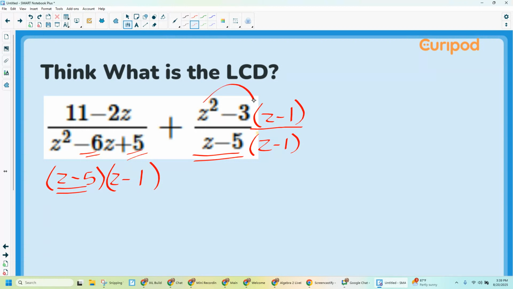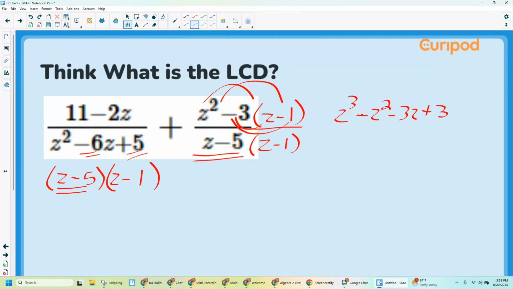So I'm going to do that. I'm going to multiply everything in this term of the numerator. Z squared times z is z cubed. Z squared times negative 1 is minus z squared. And then I need to distribute the 3. Negative 3 times z is negative 3z. Negative 3 times negative 1 is positive 3. So that's what the numerator of that second term is going to be.